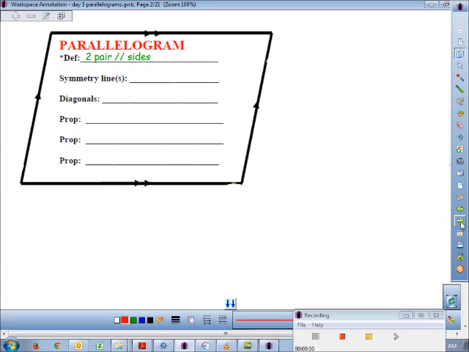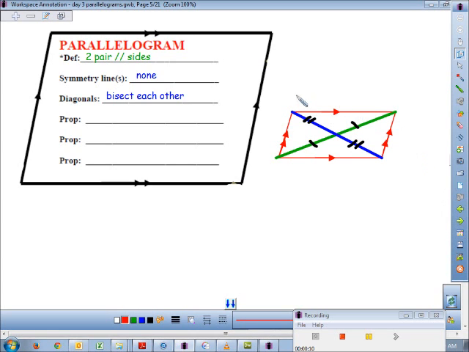When it comes to symmetry lines, a parallelogram has no symmetry lines. And when the diagonals do something fancy, they bisect each other. So remember the three things that I was concerned about was, are they perpendicular, do they bisect each other, or are they equal? The diagonals of a parallelogram bisect each other, meaning this blue guy right here just cut that green guy into two equal pieces. And the green guy cut the blue guy into two equal pieces.